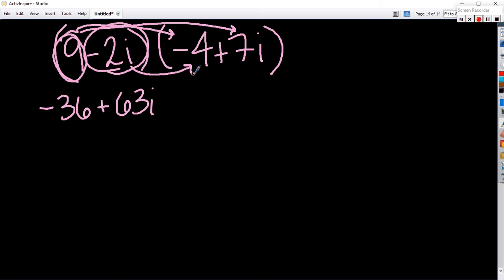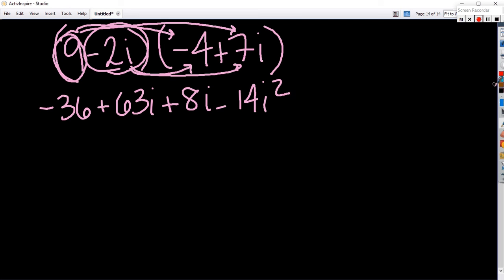Negative 2i times negative 4 plus 8, plus 8i. Negative 2i times 7i is negative 14i squared.